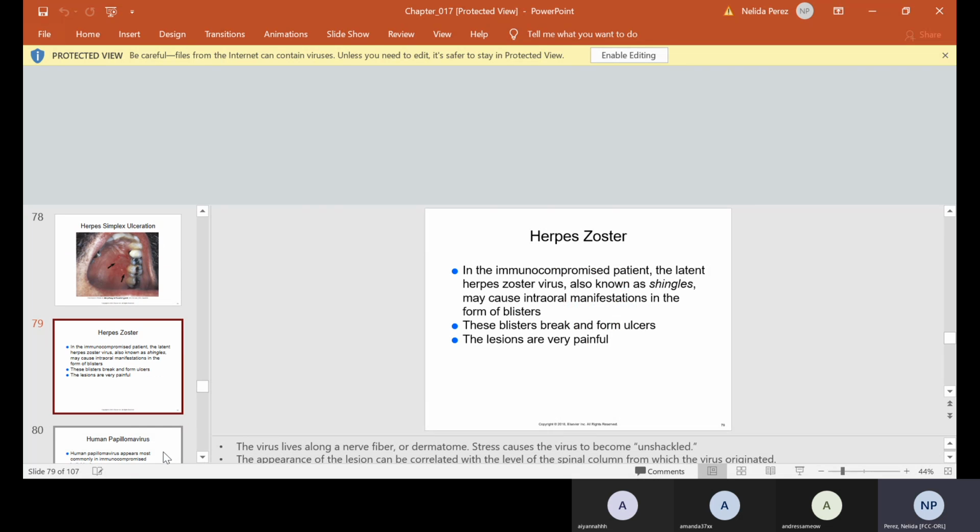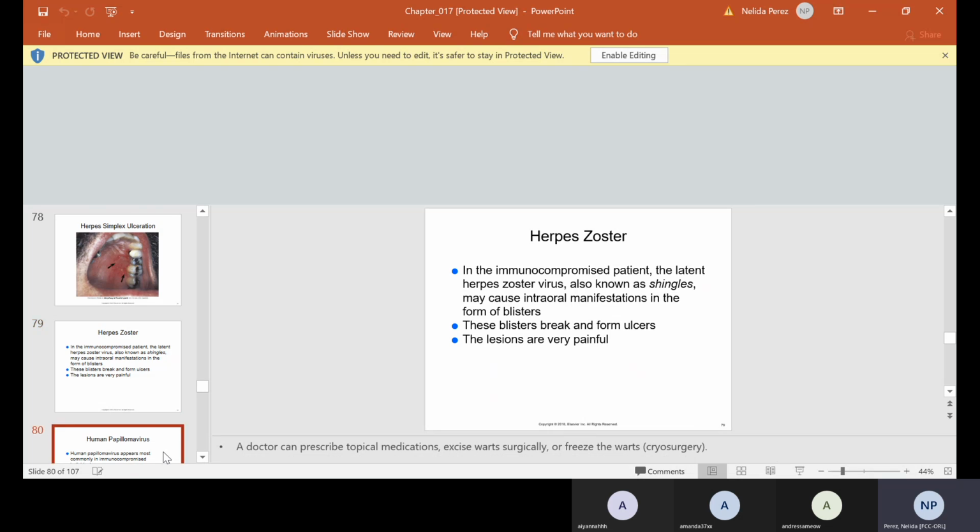Your herpes zoster: in immunocompromised patients, the latent herpes zoster virus, also known as shingles, may cause intraoral manifestations in the form of blisters, and these blisters break and form ulcers. The lesions are very painful.